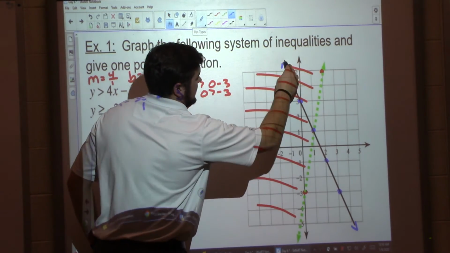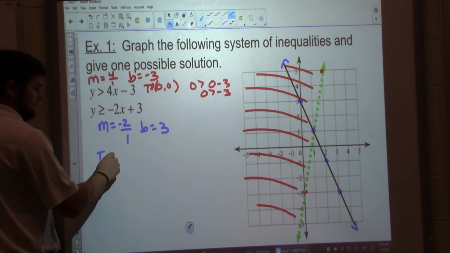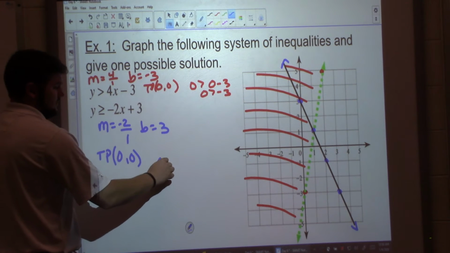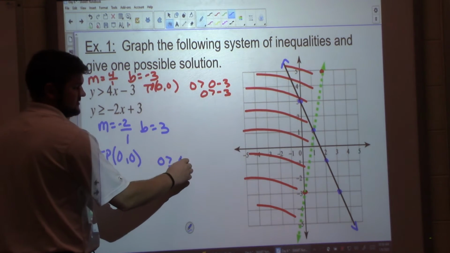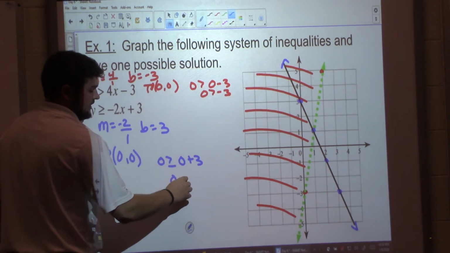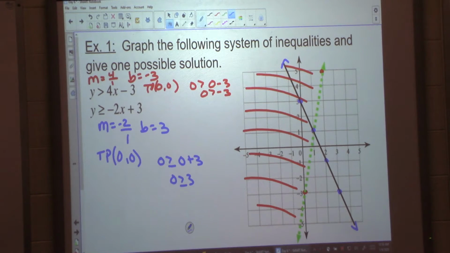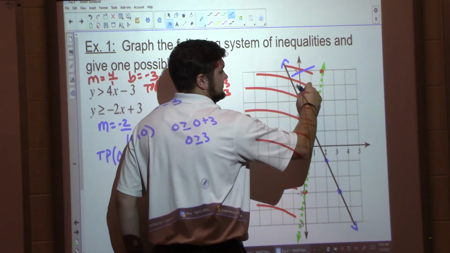Same thing, we've got to figure out which way I'm shading. So take a test point. 0, 0. 0 greater than or equal to negative 2 times 0, which is 0, plus 3. Is 0 greater than or equal to 3? No, that is false. We're going to shade the opposite side of our solid line.